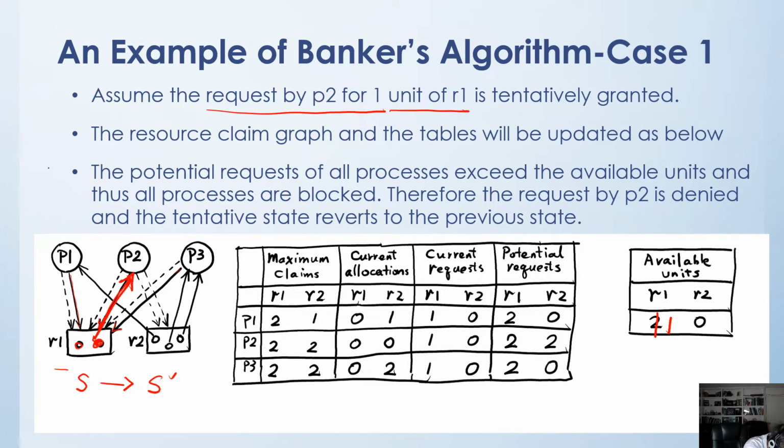Okay, so these are actually the maximum claims. So P1 can claim up to 2 units of R1. P2 can claim up to 2 units of R1. P3 can claim up to 2 units of R1. And P1 can claim 1 unit of R2. P2 can claim 2 units of R2. And P3 can claim 2 units of R2. So that's the current allocation.